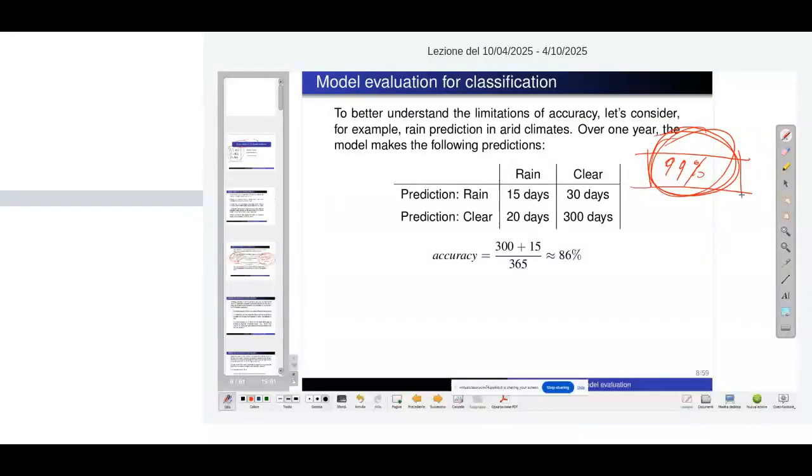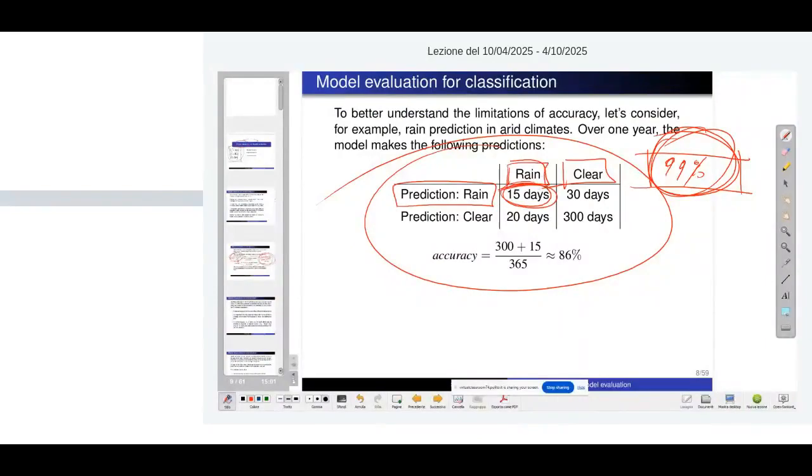For example, on the slides we have a weather prediction problem. We have two classes, rain and clear. This is in a dry place where it doesn't rain a lot. You can see that my classifier predicts rain 15 days when it's actually rainy. Then 30 days it predicts rain and it was clear. It predicts clear, but it was raining 20 times, and 300 times it predicts clear and it's clear. If I compute accuracy, I measure 86%. So that means that only 1 day out of 6, I'm giving the wrong answer.